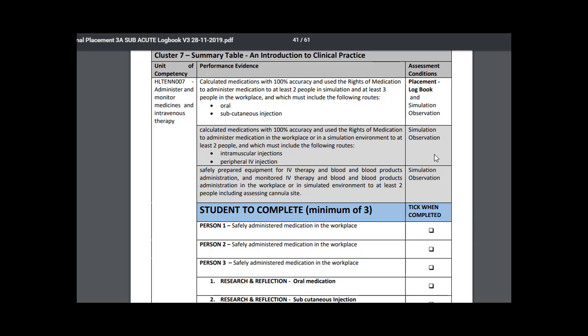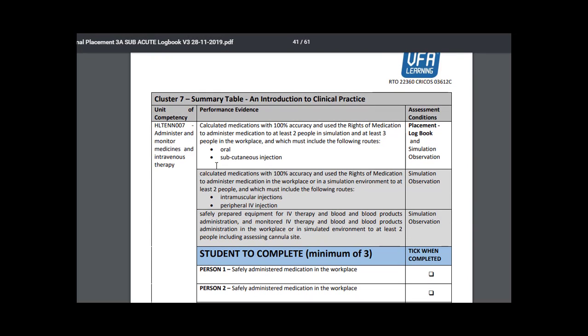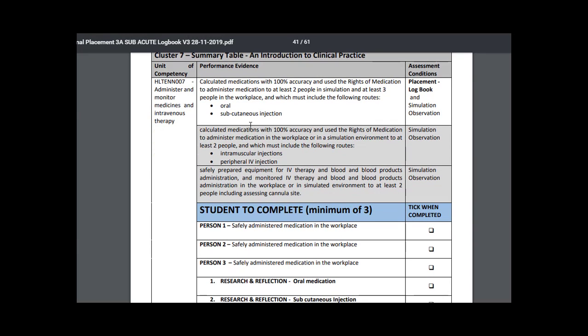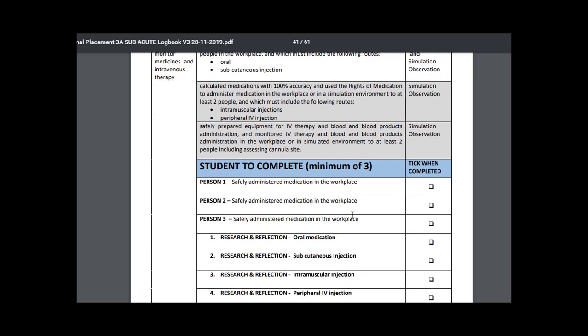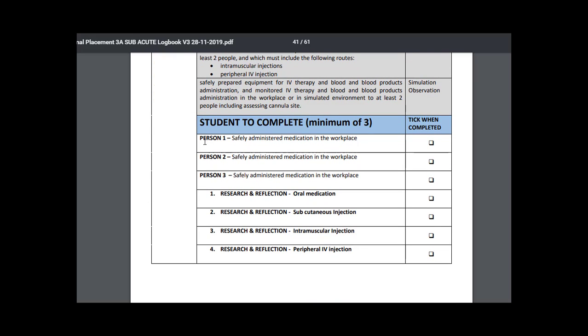The next table here is just the beginning of Cluster 7 checklists. So as we know, it's administering medications, and for this unit you need to administer medications to 3 people, and you need to do 4 reflections.